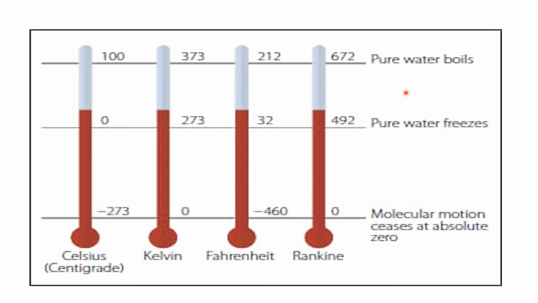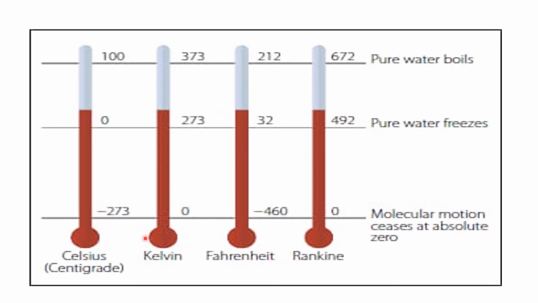Now we can see here we have four different types of temperature measuring scales. One is the Celsius scale, also called the centigrade scale. Another is the Kelvin scale, then the Fahrenheit scale, and the Rankine scale. On the Celsius scale, the lowest point is 0 degrees centigrade, where pure water starts to freeze, and where pure water boils it is 100 degrees centigrade.